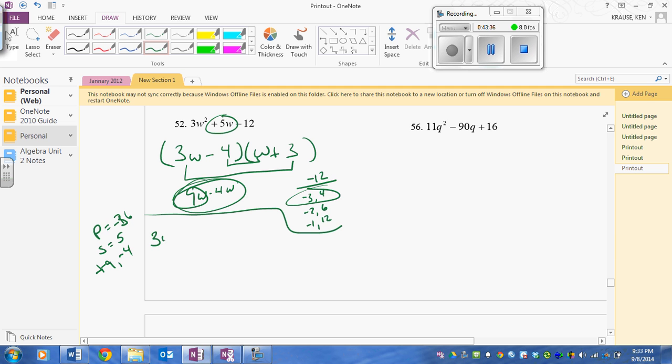So I get 3w squared plus 9w minus 4w minus 12. Out of these two I can take a 3w, and I'm left with w plus 3 minus 4. Now to take a minus 4 out of both these, I'm left with w plus 3. So my first set of parentheses is 3w minus 4 and w plus 3.